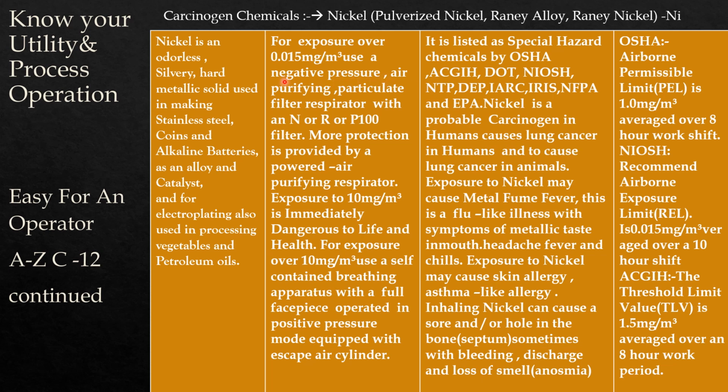Now we can see the preventive measures or precautions to be taken. For exposure over 0.015 milligram per meter cube, you have to use a negative pressure air purifying particulate filter respirator with an N, R or P100 filter. More protection is provided by a powered air purifying respirator. Exposure over 10 milligram per meter cube is immediately dangerous to life and health. For exposure over 10 milligram per meter cube, use a self-contained breathing apparatus with a full facepiece operated in positive pressure mode equipped with an escape air cylinder.